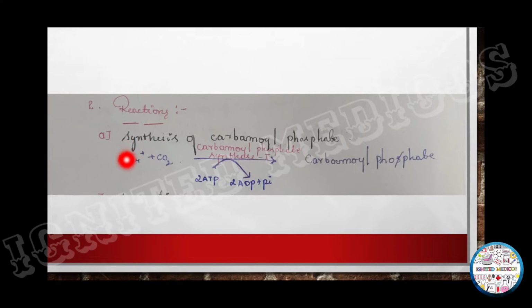In the first step, the ammonium ion which is released from the glutamine combines with carbon dioxide in the presence of carbamoyl phosphate synthase 1. You can remember this enzyme name based on the substrate: carbon dioxide, ammonia, and phosphate, which is obtained from ATP. So the name is carbamoyl phosphate synthase 1, which will produce carbamoyl phosphate.